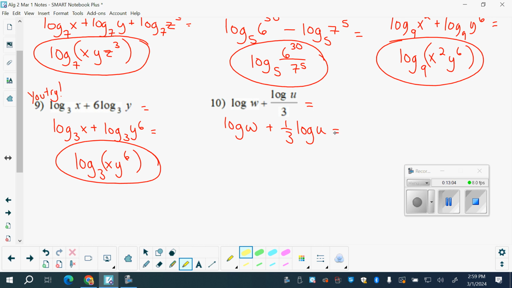So what's our next step to get that into 1 log? We can't yet because this one has a 1/3 here. So that's right, we're going to move it to the exponent. So log of w plus log of u to the 1/3. Before we do that, want to change that. What does that mean? U to the 1/3 is what?